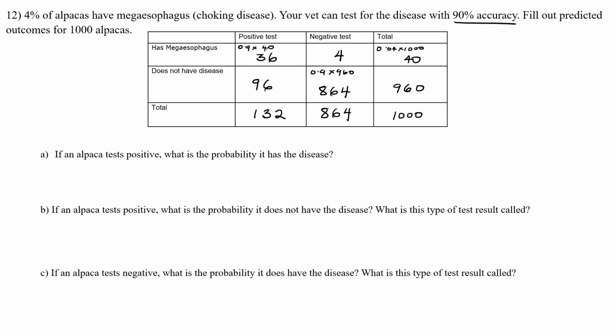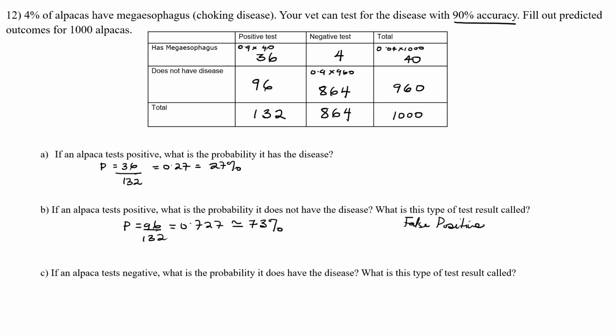False positives, false negatives are conditional probabilities for the most part in our discussion. If an alpaca tests positive, what is the probability it has the disease? If an alpaca tests positive, what is the probability it does not have the disease, and what is this test result called? If an alpaca tests negative, what is the probability it does have the disease? What is this type of test result called?